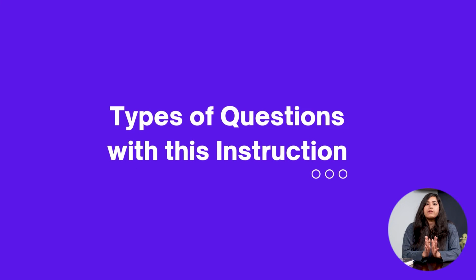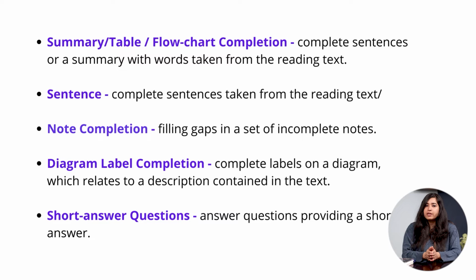Now, since we've been looking at the various question types in previous lessons, let's look at which of these question types have these instructions with a short recap. They are summary, table and/or flowchart completion, where you have to complete sentences or a summary with words taken from a reading text. Sentence completion, again, where you have to complete sentences taken from the reading text. Note completion, where you're filling out gaps in a set of incomplete notes. Diagram label completion, where you have to complete labels on a diagram which relates to a description contained in the text. And short answer questions, where you have to answer questions providing a short answer.